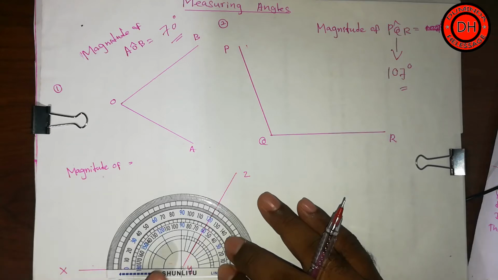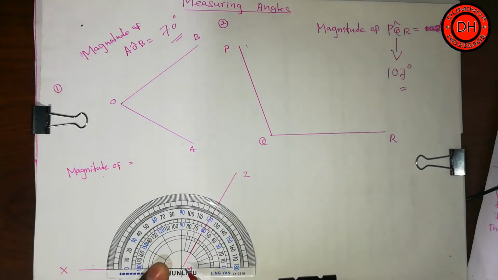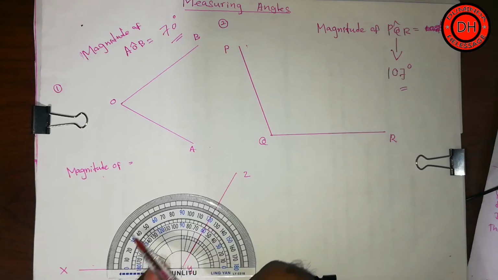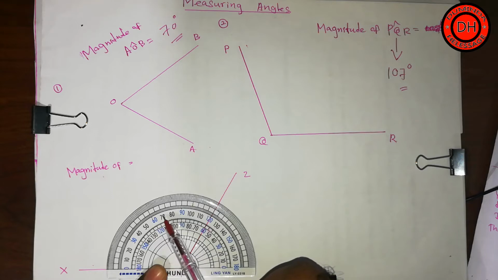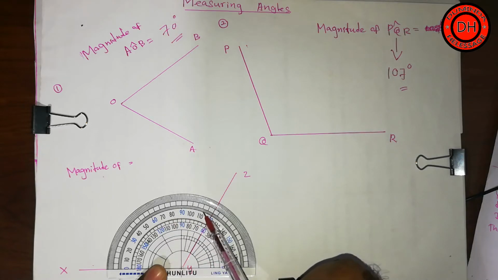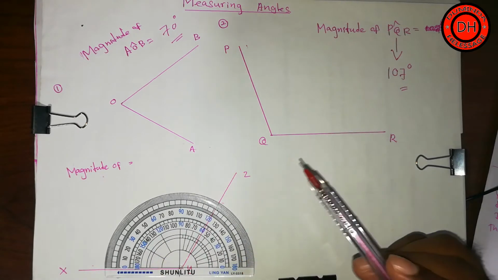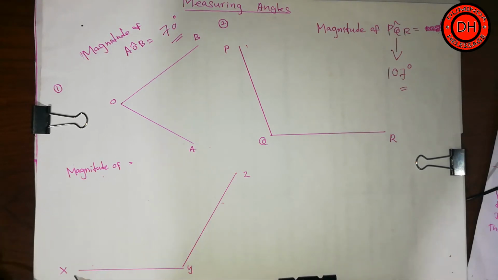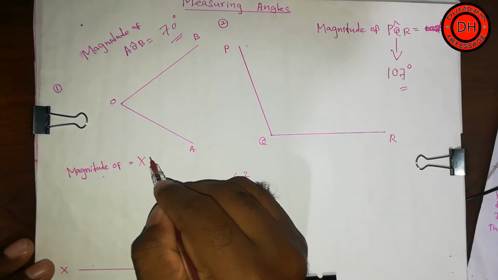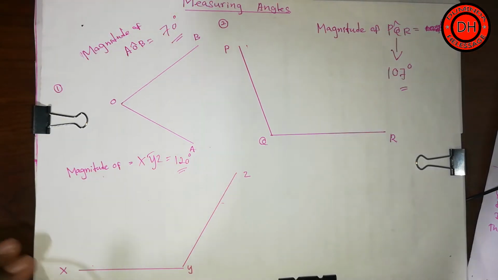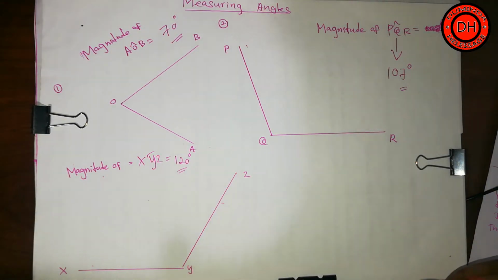Then the arm ZY coincides with the line indicated by 120 in the outer scale. If I count 10, 20, 30, 40, 50, 60, 70, 80, 90, 100, 110, 120. So in the outer scale, therefore, the magnitude of the angle XYZ is 120 degrees. Okay, let's take another one.